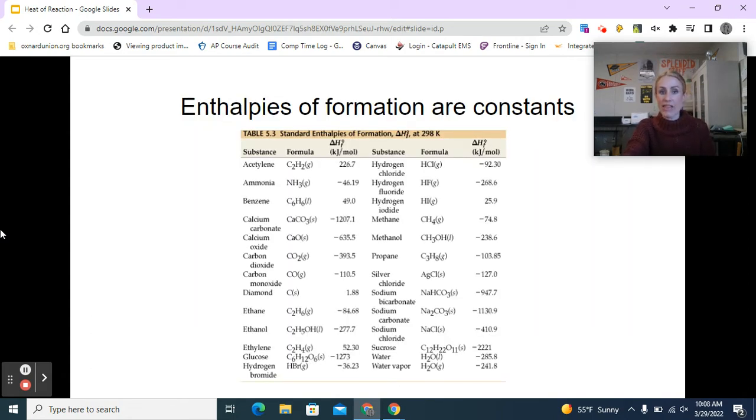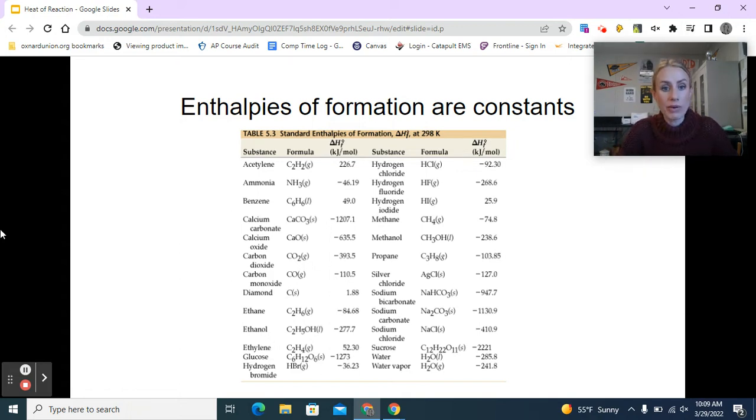Now, when we're talking about enthalpies of formation for specific substances, these are going to be constants. I gave you this table in class. These are all our standard enthalpies of formation. You can see some of them on this table right here. We can see that for acetylene, or C2H2, the enthalpy of formation is 226.7 kilojoules per mole, and it's a positive number. What this means is it takes 226.7 kilojoules of energy per 1 mole of acetylene that's made. So it is an endothermic process because that delta H is positive.